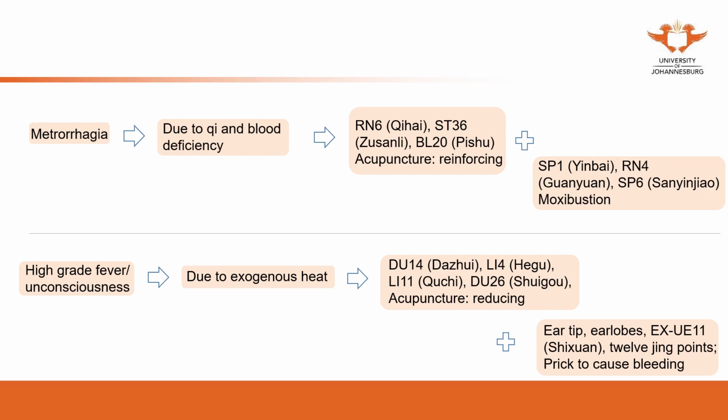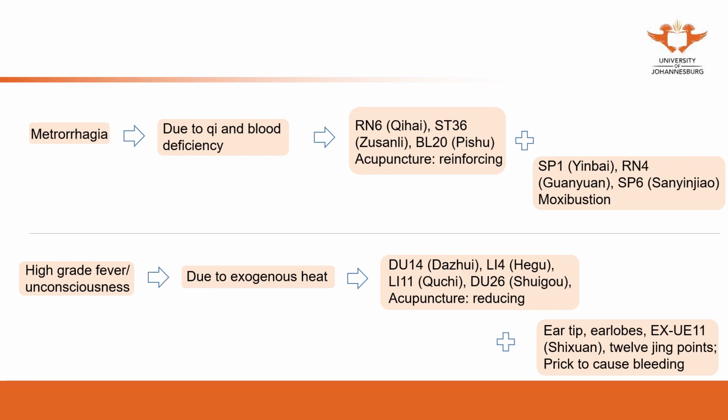Another patient suffered from high-grade fever and unconsciousness due to exogenous heat, excess heat. We're going to choose Du 14, large intestine 4, large intestine 11, Du 26. So the Renzong, the one I mentioned previously, is Du 26 or 水沟. We're going to use acupuncture with reducing technique.